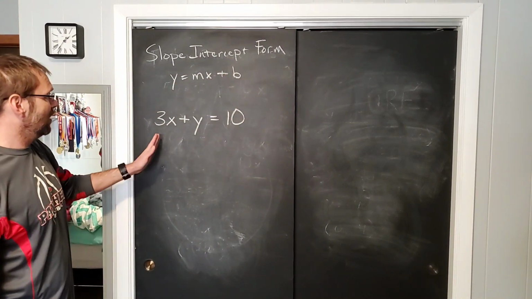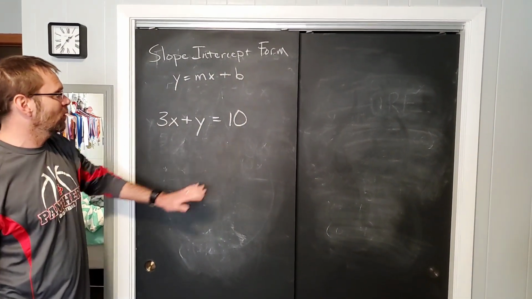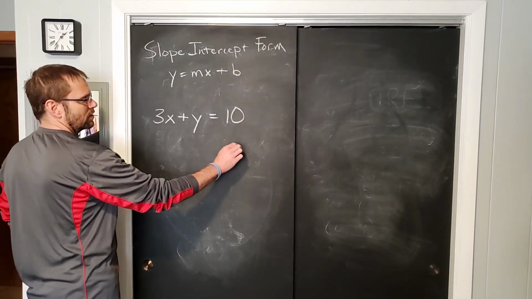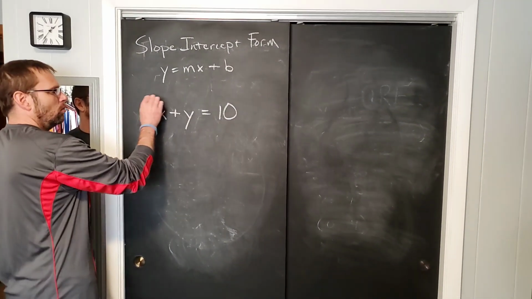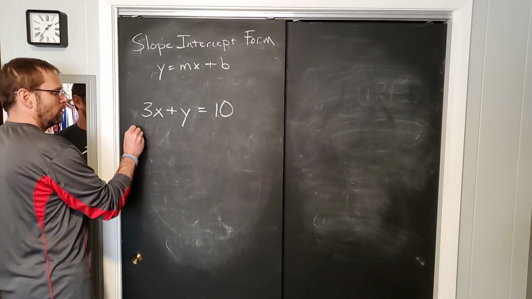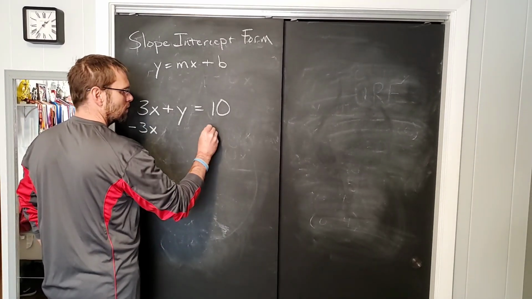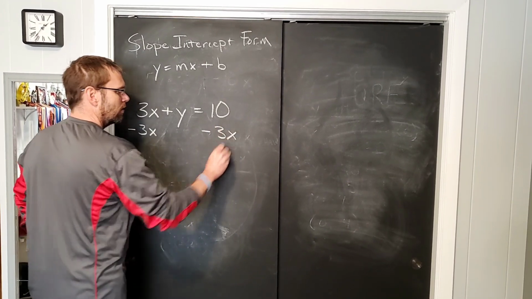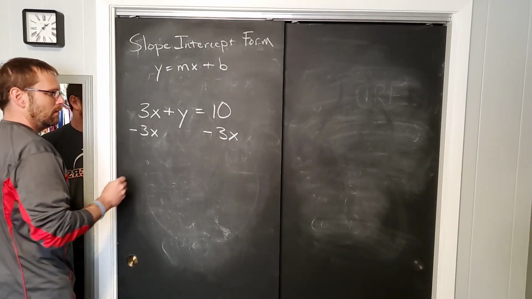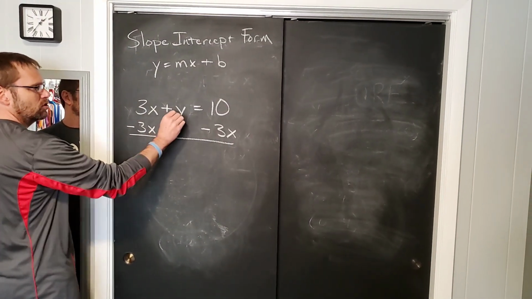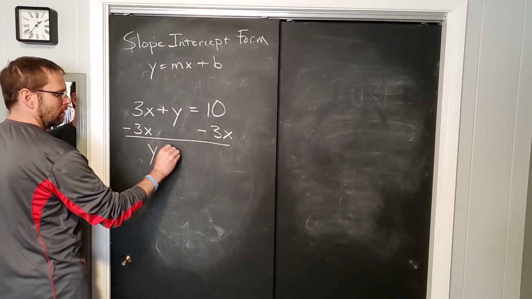So if I look at this, I've got 3x plus y equals a number. So I need to get this value to the other side. And if I want to move this whole piece right here, I'm going to subtract it out of there. So I'm going to subtract 3x from both sides. Okay, now when I do that, this side, this goes away. So I'm just left with y over here equals.